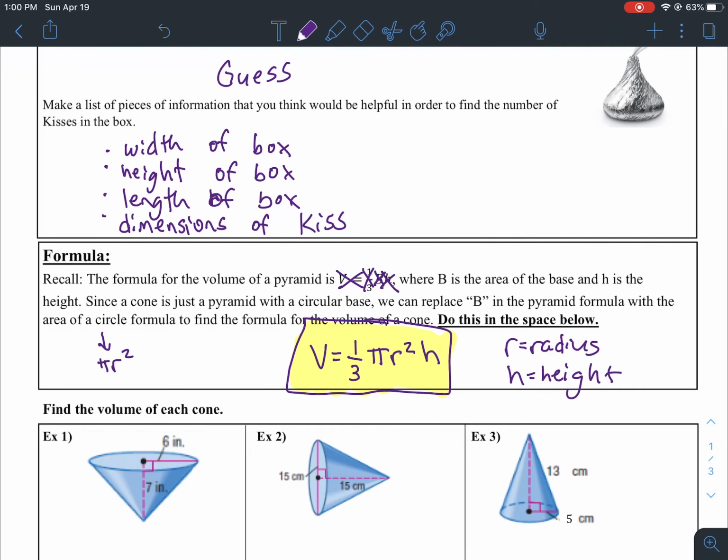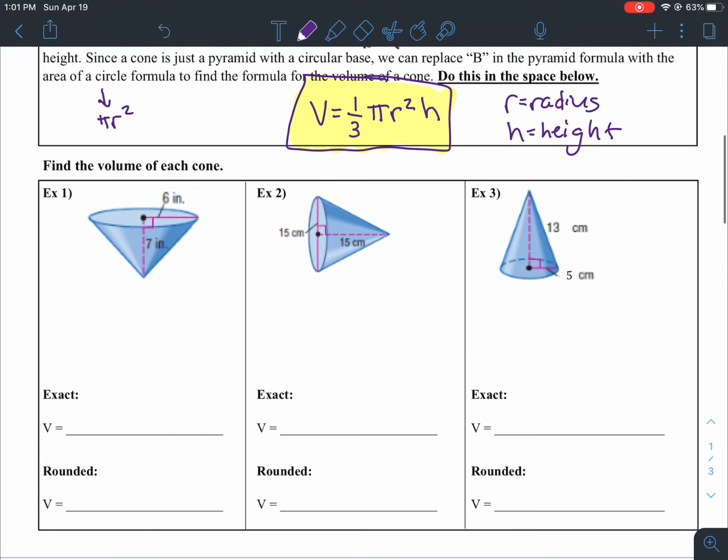So these are the only two pieces of information that we need to know in order to find the volume of any cone. If we know the radius and the height, we plug those in, we solve. So let's take a look at our first example here.